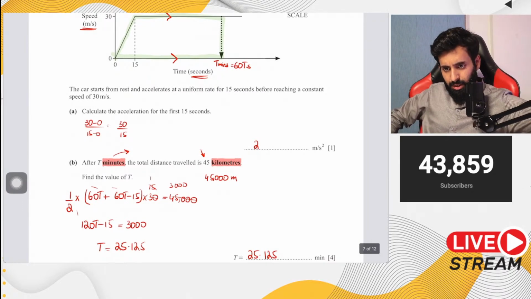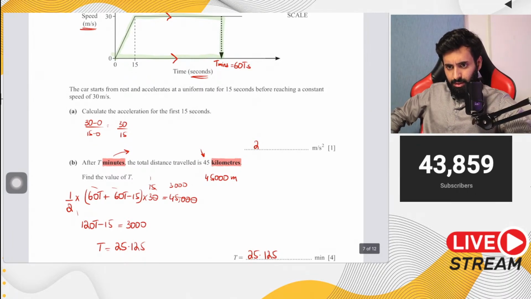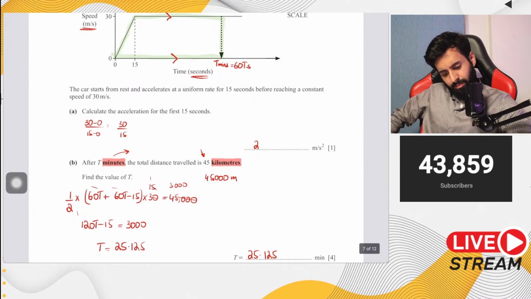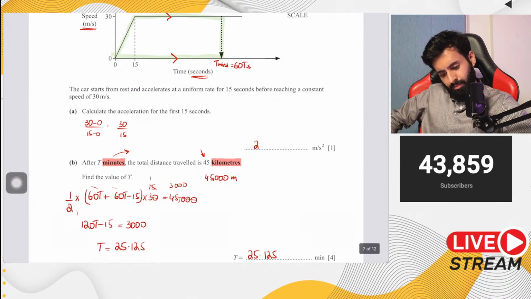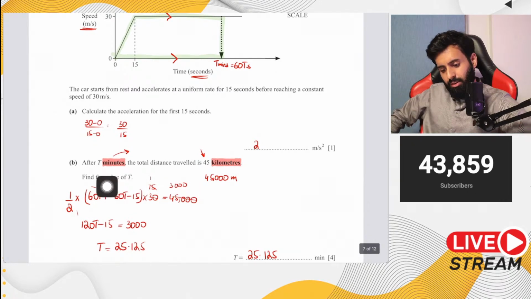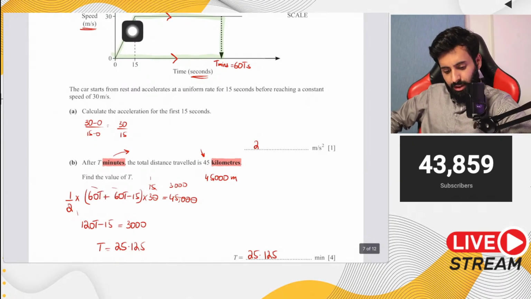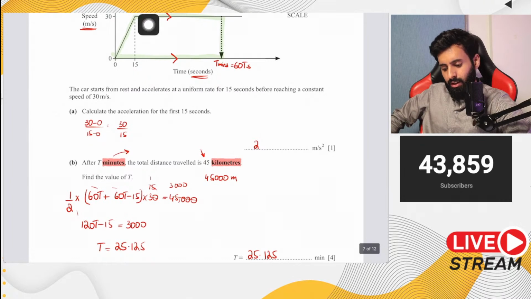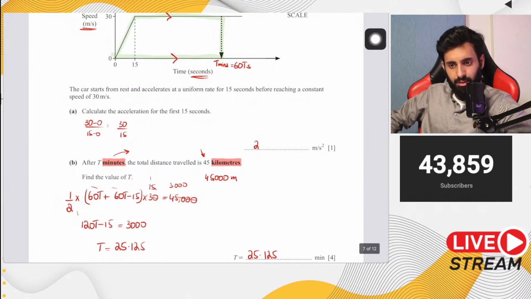Sir, just do this. Speed equals distance upon time. But dear, it says after t minutes, the total distance traveled. We also have to take this into consideration. It is nowhere written that t minutes after it started traveling at a constant speed. It doesn't say anything like that. Okay.